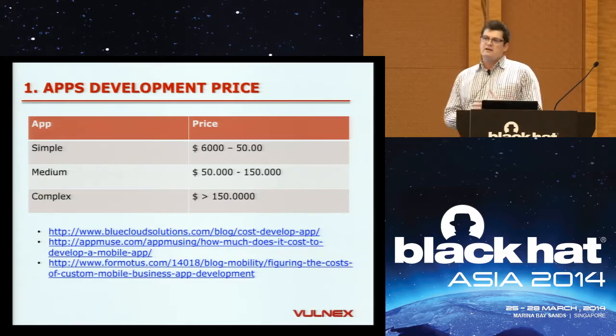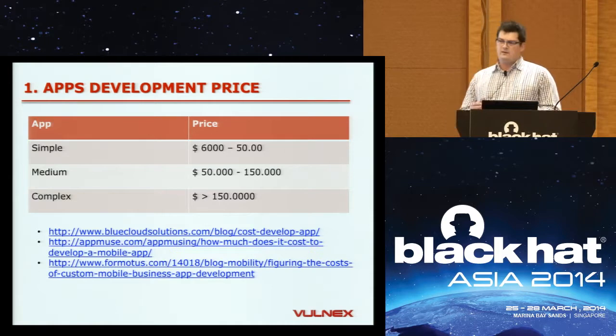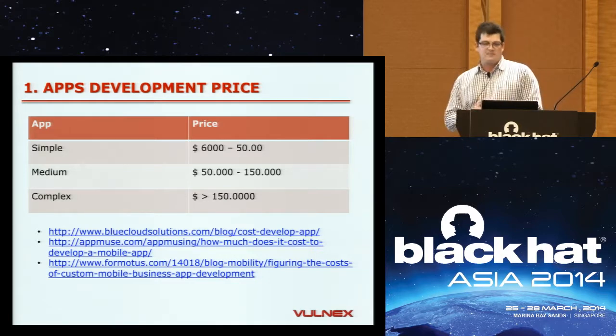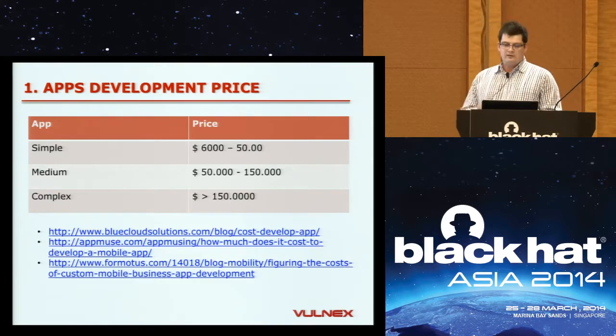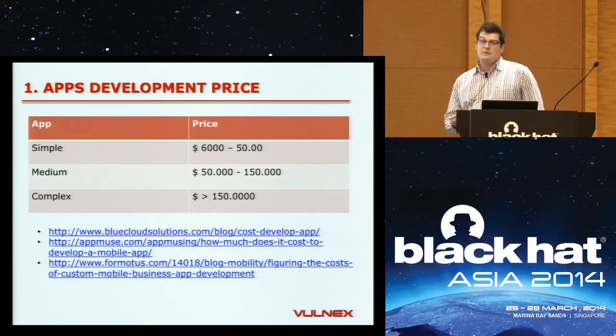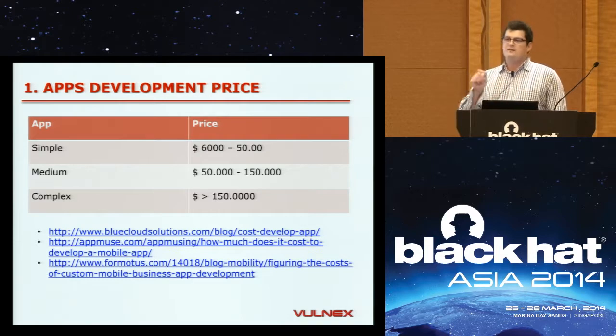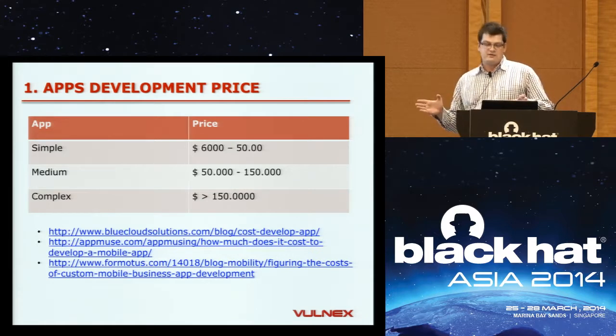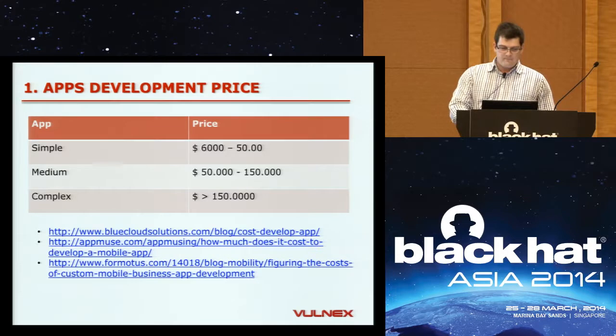A medium application is what they consider to have database support and connect to web services. So it's more complex. And then we have the really complex apps, and usually those are games. The price to start developing those apps is around $150,000 or more. So if we think about it, if I'm a developer and I have to develop an application for each different platform using these numbers, it's going to be quite expensive. So we have to look for different options.